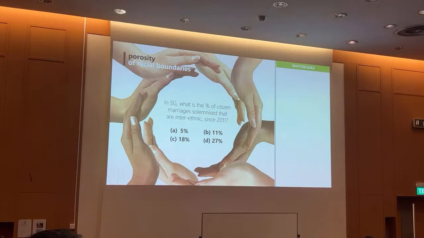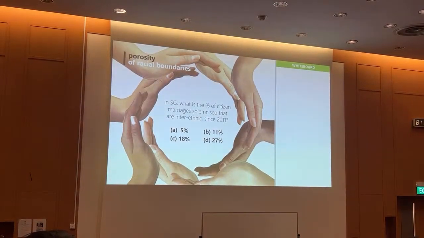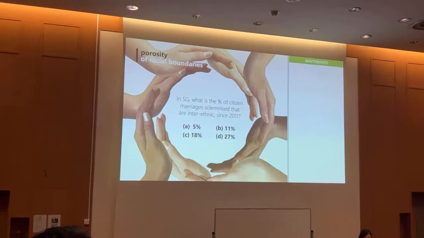So what do you think is the possible percentage for Singapore for the past 10 years or so? So 27%. How many of you think that is 5%? 11%? 18%? Make it 27. 27%? So confident. The answer is 18.